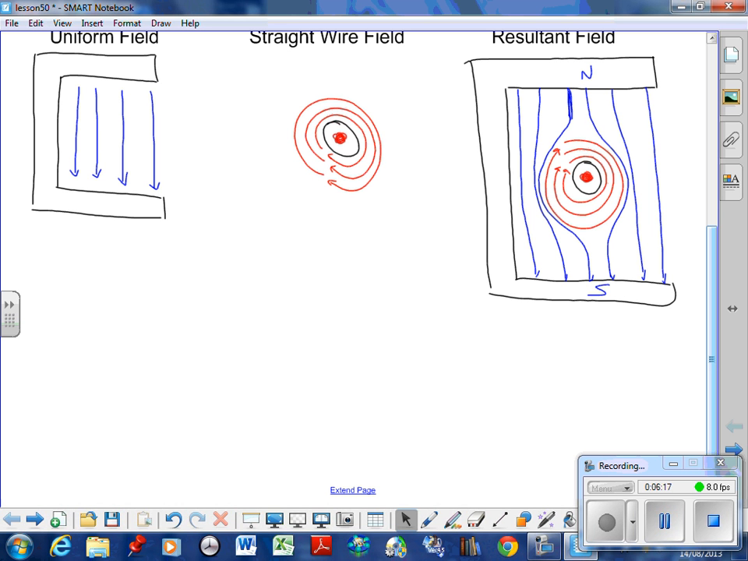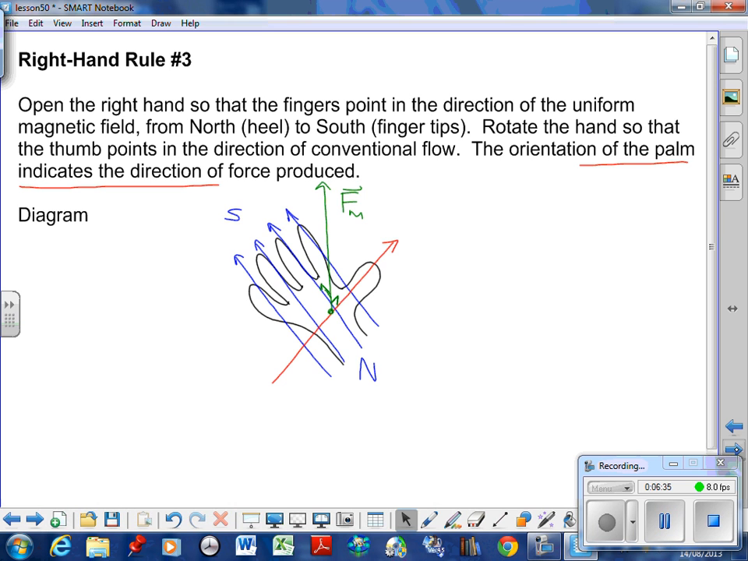My palm then is pointing to your left. So the resulting magnetic force will look like that. Okay, so it's perpendicular to my palm. And if you need some help with that spatially next day, there's no problem. We'll get it straightened out.